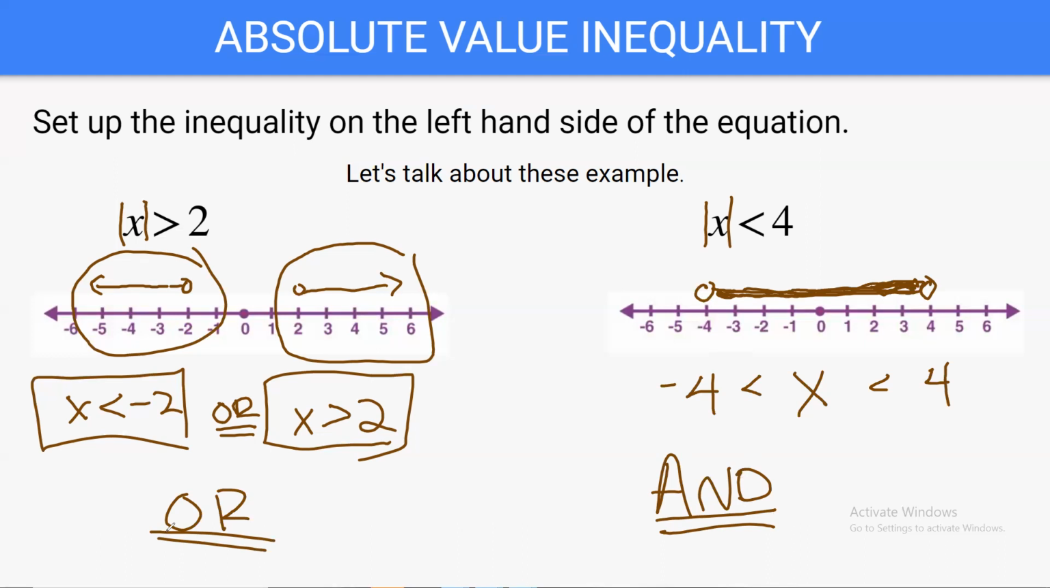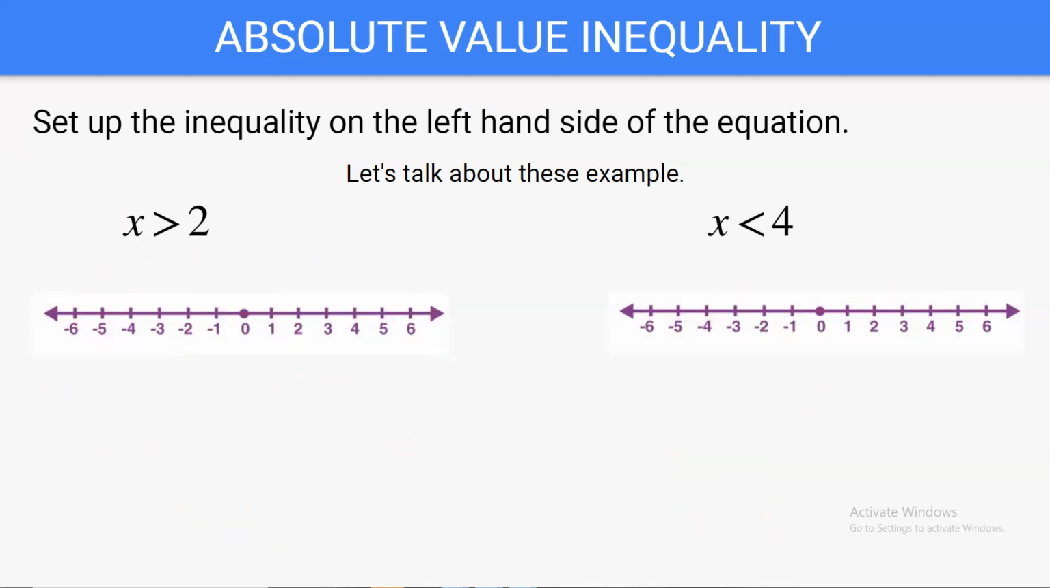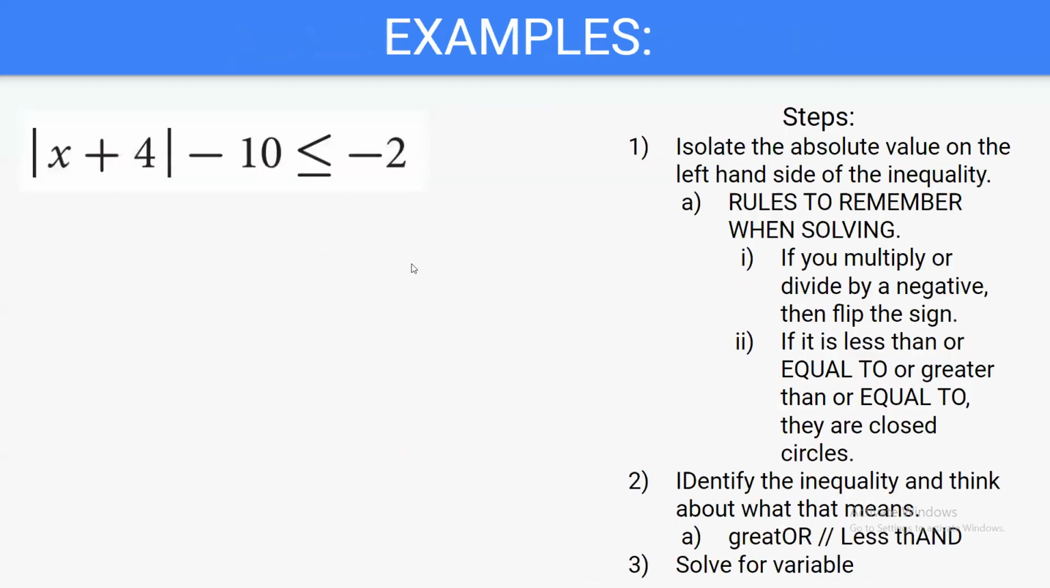All right? And we're just going to be solving these guys. Same steps as equations, right? We're going to isolate the absolute value on one side, preferably on the left-hand side. Okay? Because you want to make the equation whatever the absolute value is. Okay? So I wrote down the steps here for you guys.